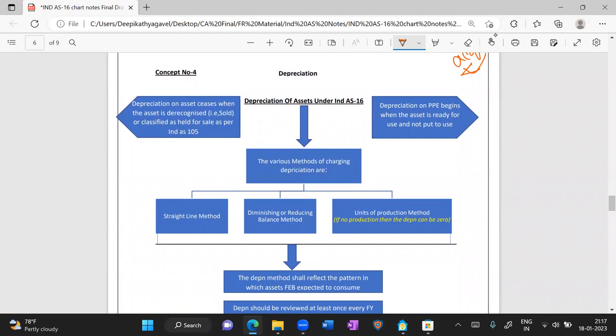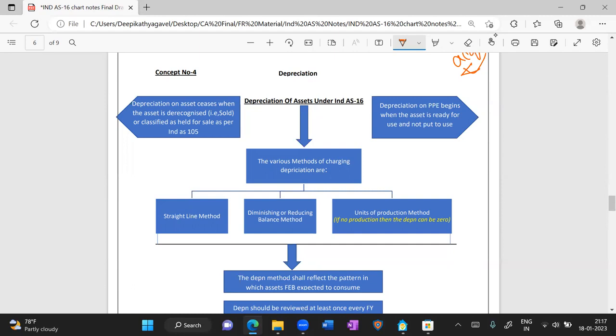Next, a very simple concept that you know very well, depreciation. How you will charge depreciation for assets under IND AS 16. The first most important thing is the methods of depreciation that are available to us. You yourself know there are various methods. Broadly, I would say the straight line method is there, the diminishing or reducing balance method, and the most famous is the production units method.